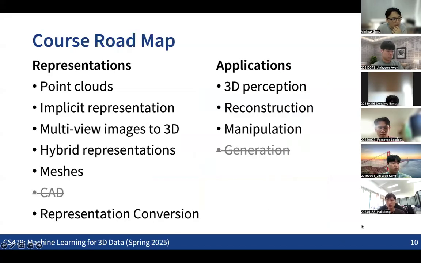As I mentioned last time, we are going to discuss different representations, like point clouds, implicit representations, multi-view, and many things. And for each of the representations, we are going to see how we can design encoding networks or decoding networks. And based on those architectures, we are also going to see how we can apply those neural networks for the different applications.